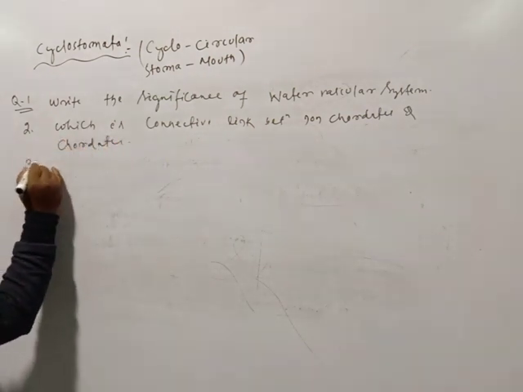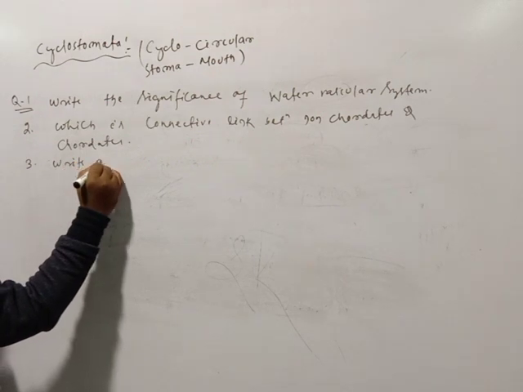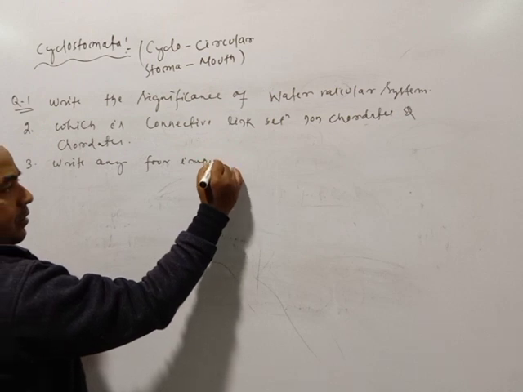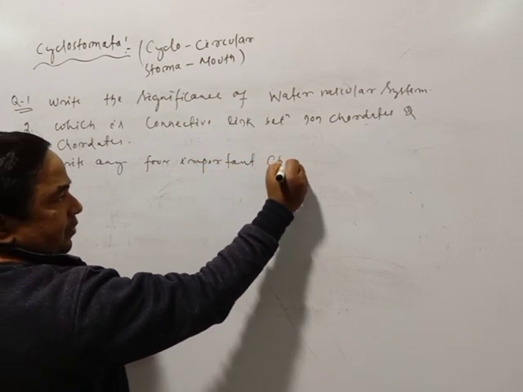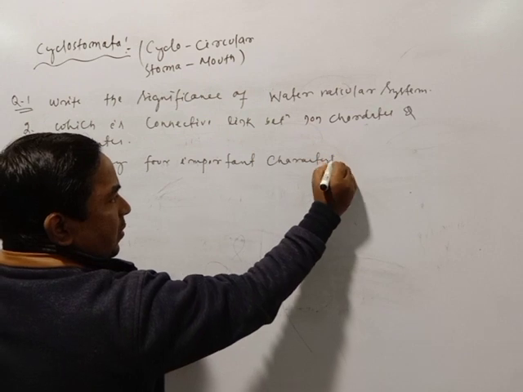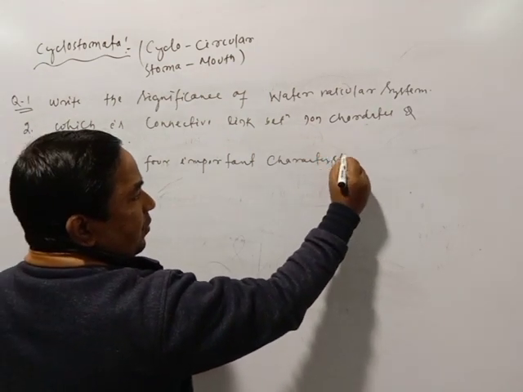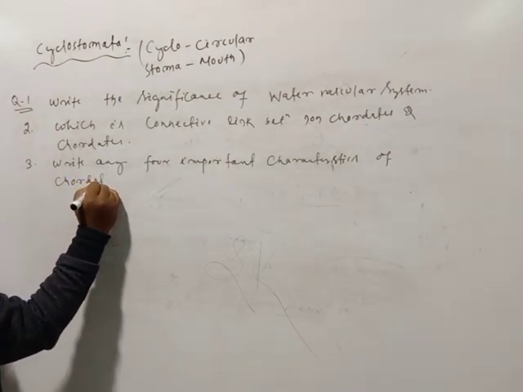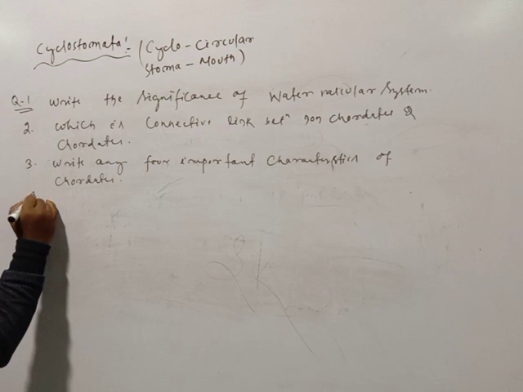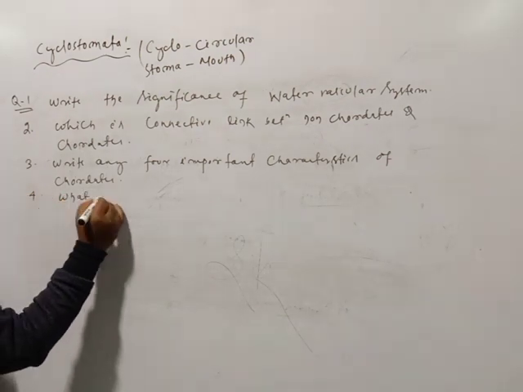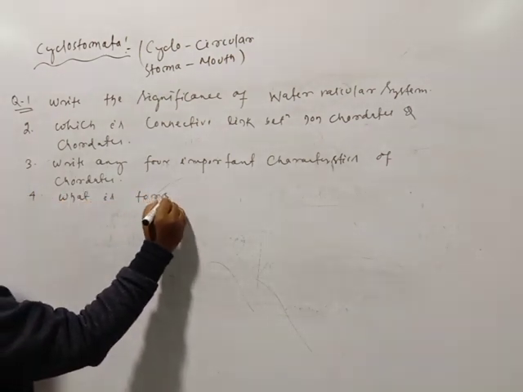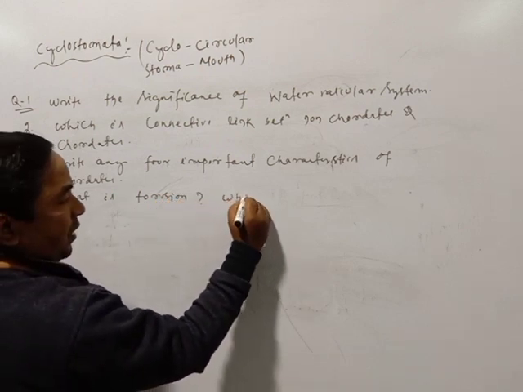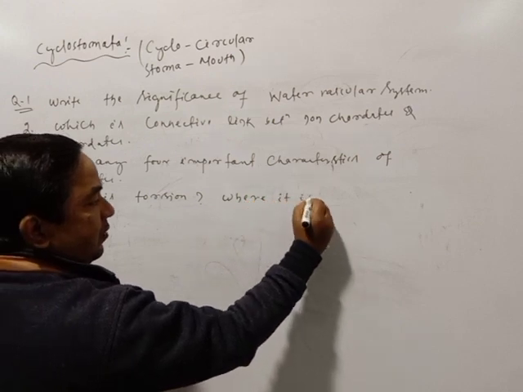Next, write any four important characteristics of chordates. Next, what is torsion? What is torsion? Where is it seen?